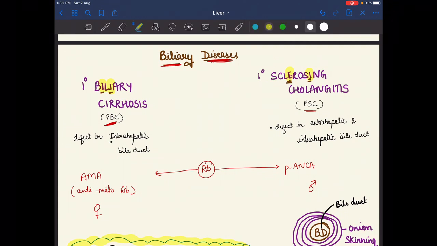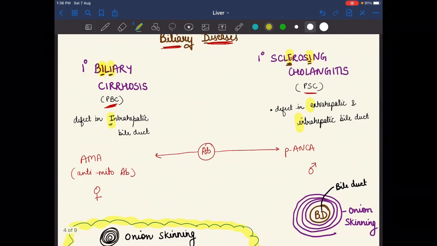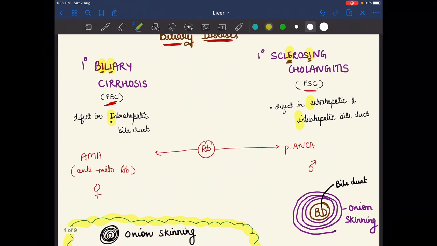How can we remember that? In biliary, the letter I comes, so here it is intrahepatic, while in sclerosing, both E and I letters come, that's why it is extra and intrahepatic both. So here the defect is in extrahepatic as well as intrahepatic bile duct. In both conditions, antibodies are present. In PBC, anti-mitochondrial antibody is present. Mitochondria come from the mother.